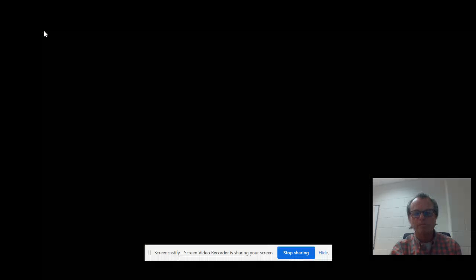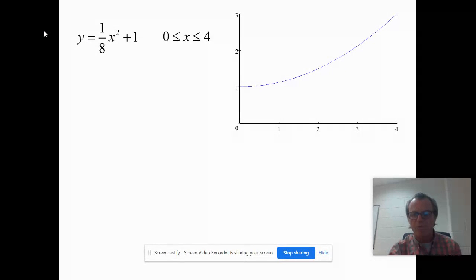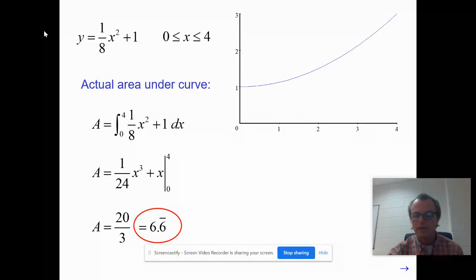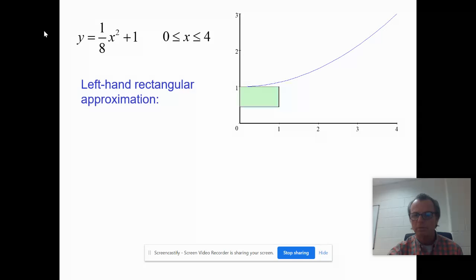And here is an example, which is not in the book. So you have this quadratic, and you want to approximate the area under the quadratic from 0 to 4. The actual area, you would anti-differentiate this. You would get 20/3. That's the exact area. But if we want to just use this curve to practice the approximations, here's our LRAM approximation.